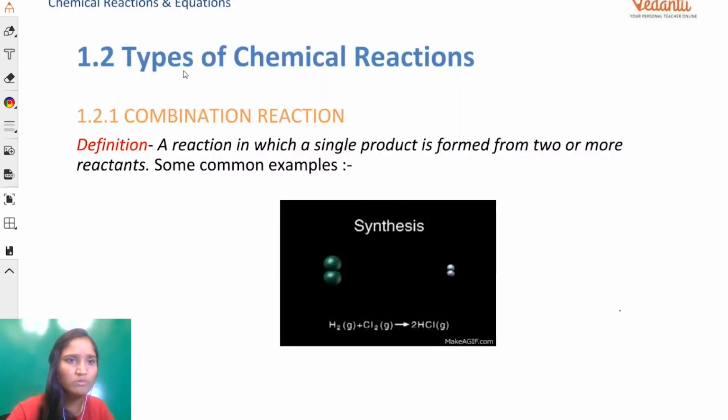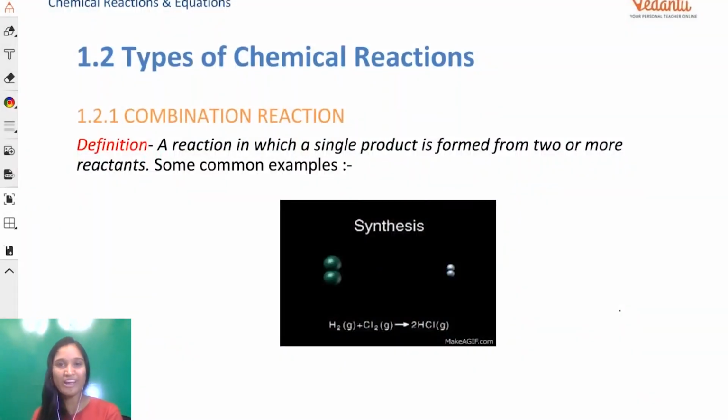No problem. Burning of anything. Burning of paper, burning of wood, burning of charcoal, bursting of crackers. These are all exothermic, isn't it? But there are some examples of endothermic also. Yeah, respiration is exothermic. Burning candle is exothermic. Any more examples that you can give me?